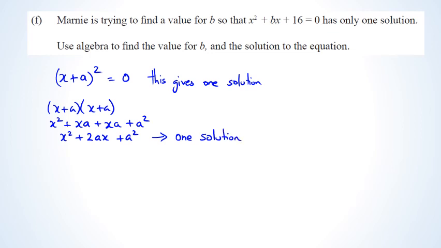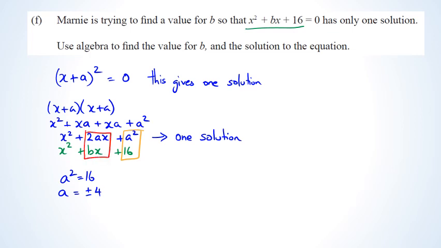Okay, now I'm going to match this up with this particular equation. So I've got x squared plus bx plus 16, and from here I can see that a squared is equal to 16. If I take the square root of 16, I actually get plus or minus 4, which means, looking at b, now I can substitute b.